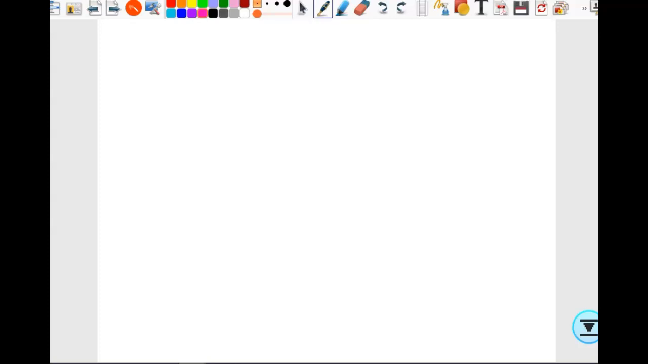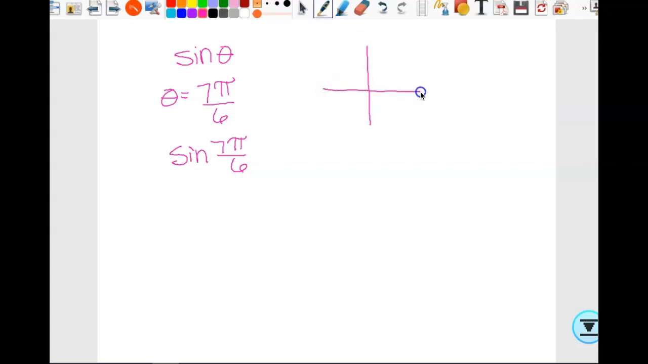Okay, so before we start on the actual notes, we're just going to talk through something that we've already done. I don't always write it down like this, so I want you to think about what's happening. If I wanted you to find the sine of theta, and I said that theta is 7 pi over 6, that means I want the sine of 7 pi over 6, yes? Something that we know and we understand, right?